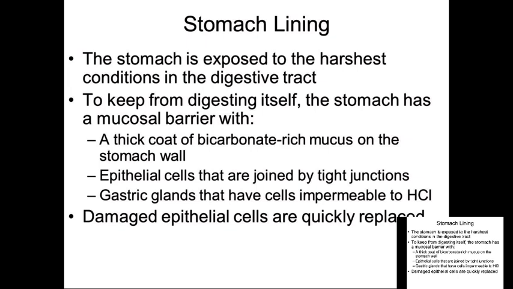The stomach does not digest itself because of that thick bicarbonate-rich mucus, that alkaline mucus coating. Epithelial cells are joined by tight junctions. Again, if those tight junctions are damaged from steroids or NSAIDs or alcohol and too much coffee and refined carbohydrates and antibiotics, then the tight junctions become leaky and you get that leaky gut or intestinal permeability.